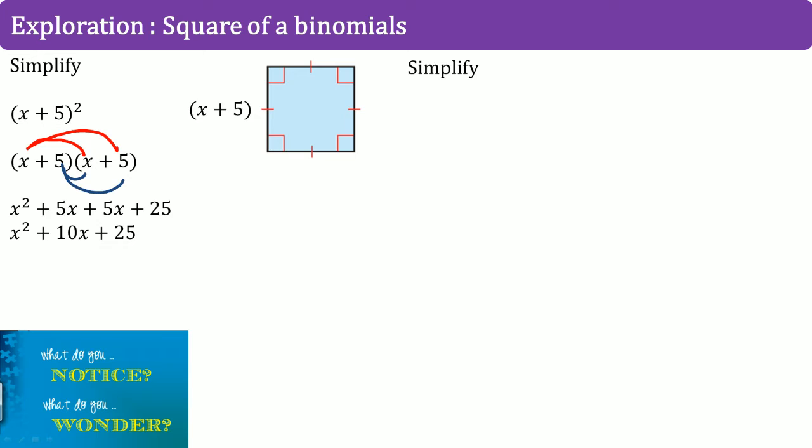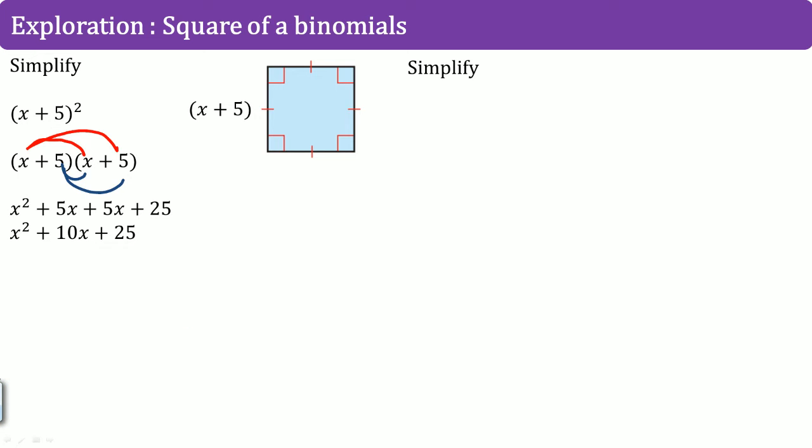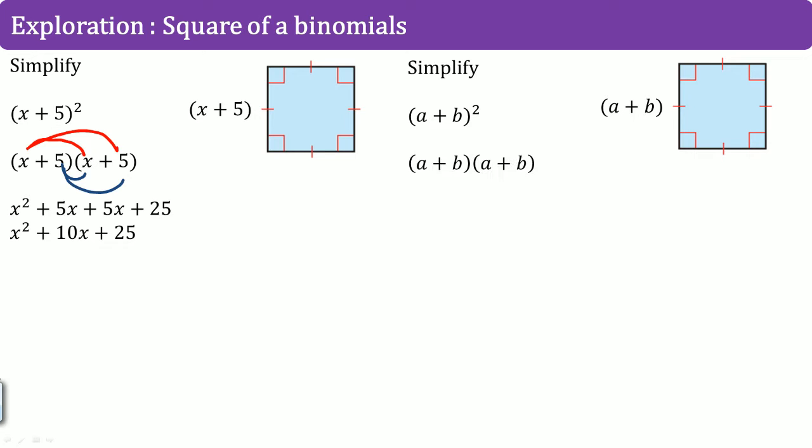Now I want you to think about that x squared plus 10x plus 25. There's a pattern to that. Do you notice anything? Or do you wonder anything? Maybe not. So I decided to give you this again, but now with just letters. So you might have something like a plus b squared. If you expand that out, that's like a square with a plus b. That just becomes a plus b times a plus b. It's the same process as before.